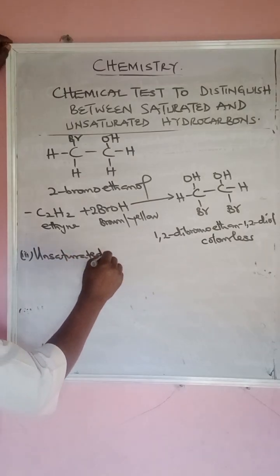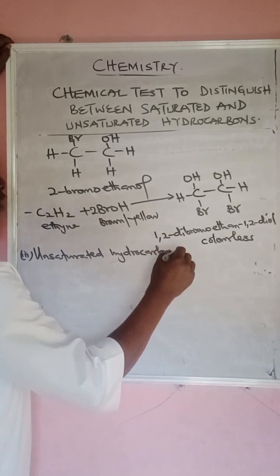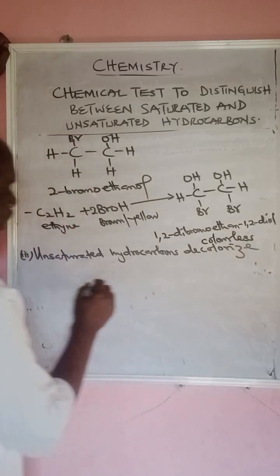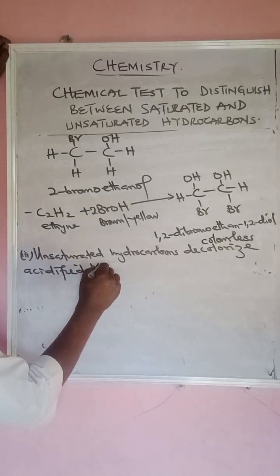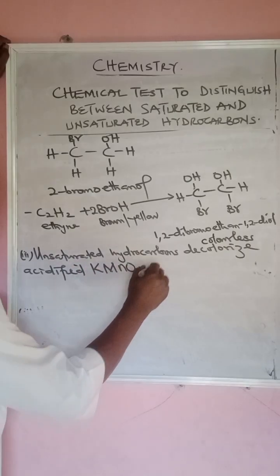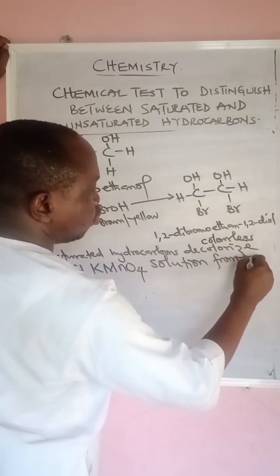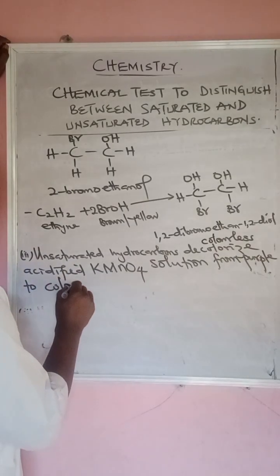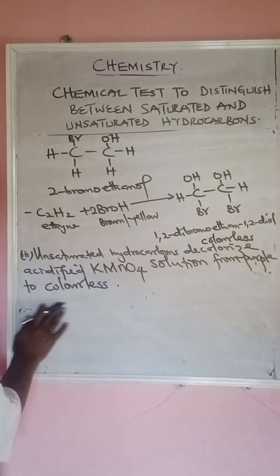Let's see number 3. Unsaturated hydrocarbons decolorize acidified KMnO4 solution from purple to colorless. Take note of that. From purple to colorless.